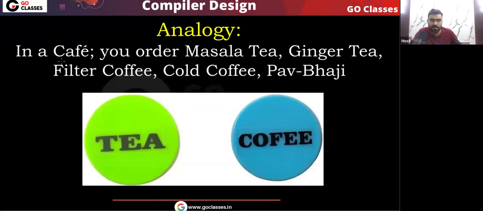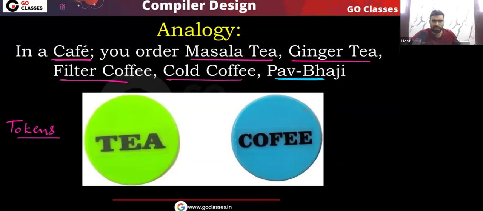Let's assume in this cafe, they have a coupon for tea. They have a coupon for coffee. They don't have a coupon for masala tea, or ginger tea, or filter coffee, or cold coffee. Let's assume they have a coupon for pav bhaji also. So are you getting my point? Now they will generate coupons, but the coupons are only two, either coffee or tea. There are only two tokens.